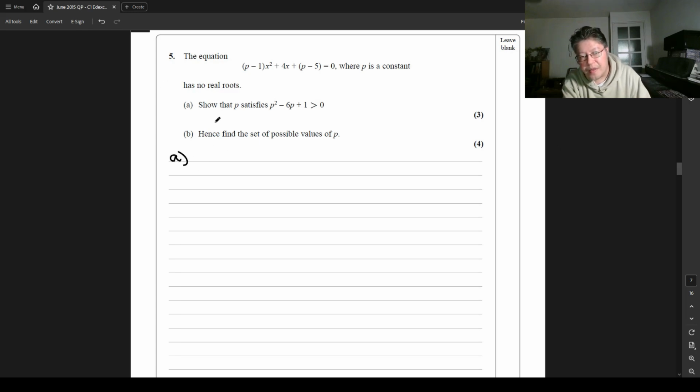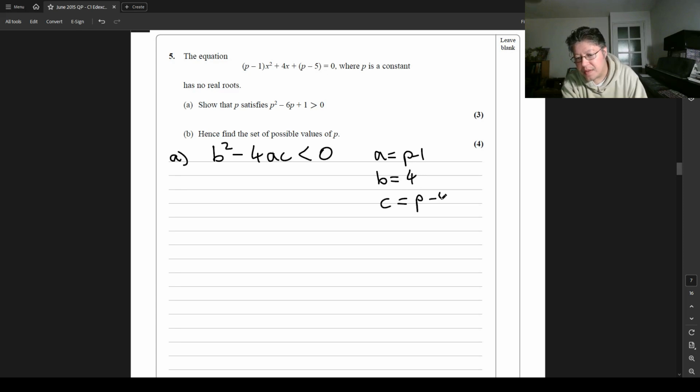So part A, we're told it has no real roots. So basically that means the discriminant, b squared minus 4ac, should be negative. And let's just write out what a, b, and c are. So a is the coefficient of the x squared. It should be p minus 1. B is 4. And c is p minus 5. And we'll substitute these three in for a, b, and c.